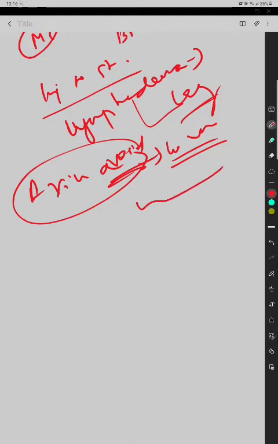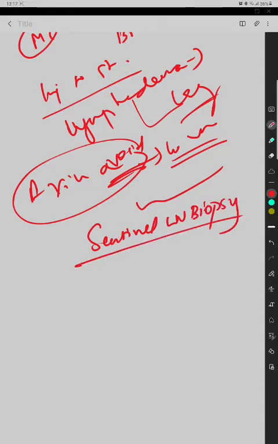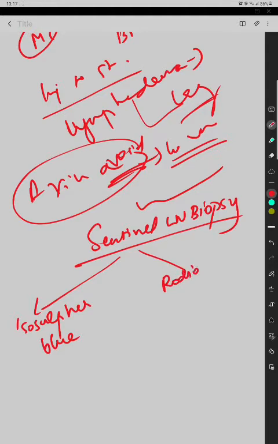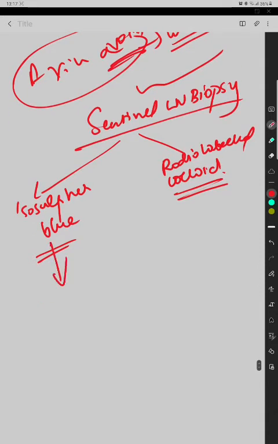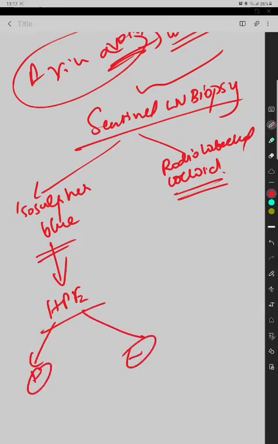Sentinel node biopsy is done by isosulfan blue and radio labeled colloid; these are the things we are going to use here. With isosulfan blue, we have histopathological examination, and the HPE can be positive or negative.